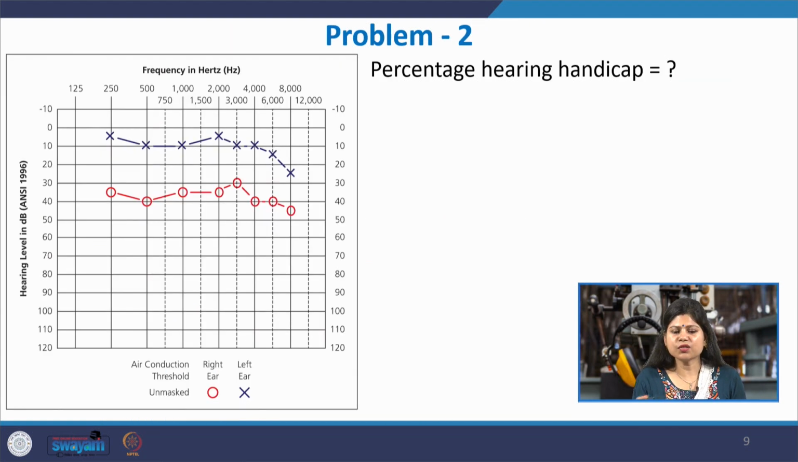Let us find out what is the percentage hearing handicap for the same audiogram data. So, if you think about this, let us start with the right ear first.